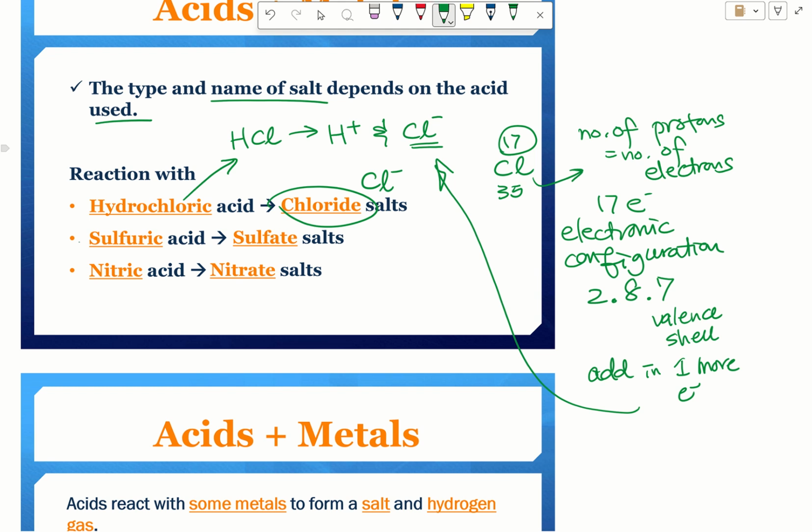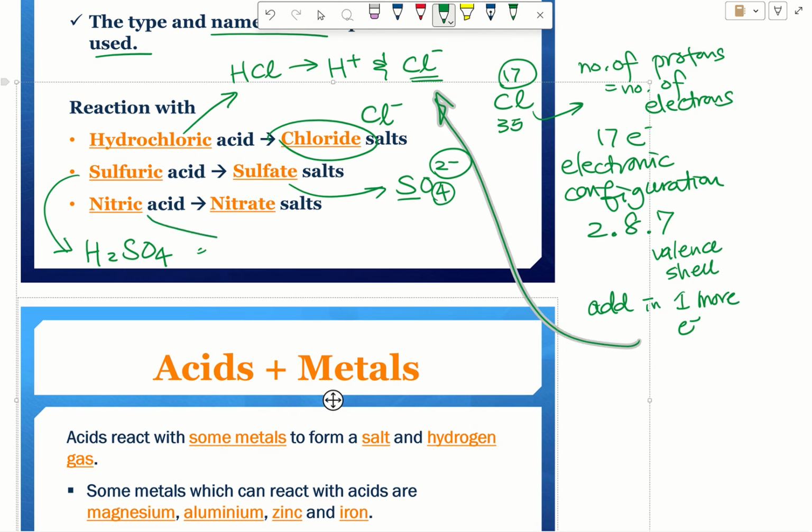How about sulfuric acid? Sulfuric acid is H2SO4. Just now I told you sulfate is SO4 2 minus. How many S are there? 1. How many O's? There are 4. And SO4 collectively has this negative 2 charge. That means if I'm using sulfuric acid and I add it to a metal, a salt having that metal plus the sulfate will be formed. On top of that, there will also be hydrogen gas. Later we'll take a look.